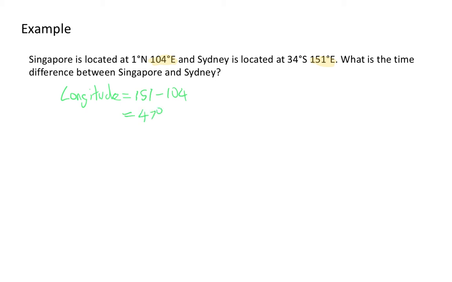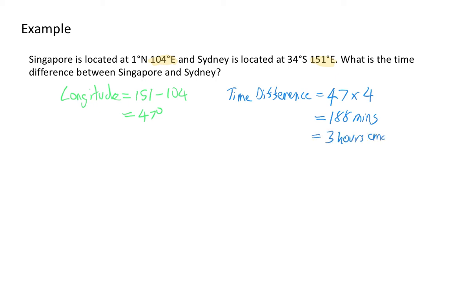Now that I have the difference in the longitude between the two cities, I can go ahead and calculate my time difference. Remembering my time difference is going to be, for every degree of longitude that's different, an additional 4 minutes. So I've got 47 degrees of longitude difference, so it's going to be 47 times 4, which is equal to 188 minutes, which I can then convert to 3 hours and 8 minutes.